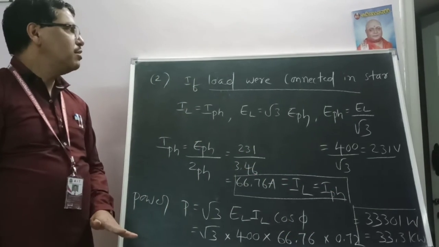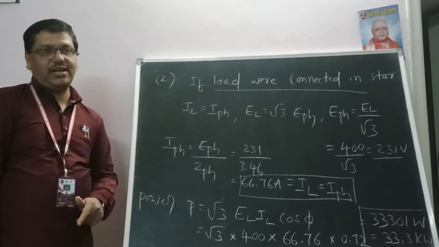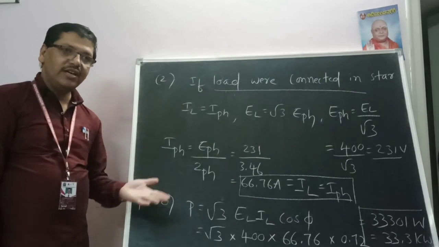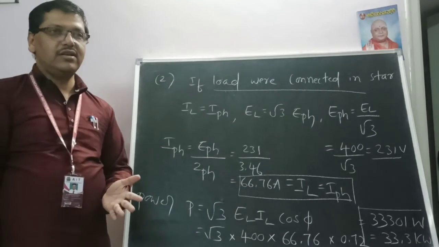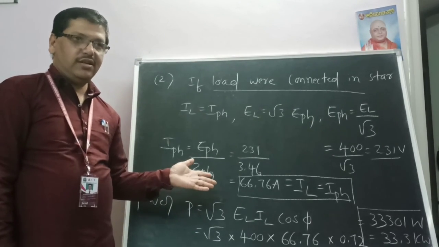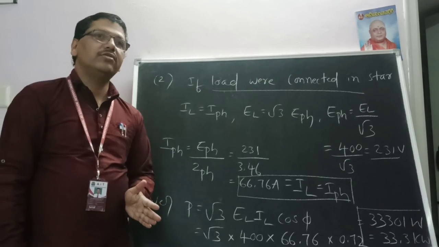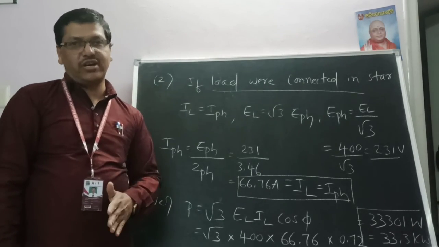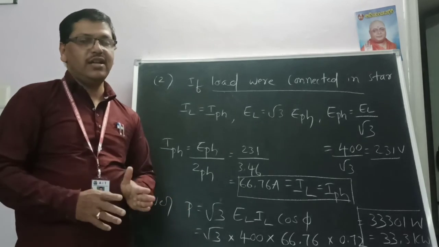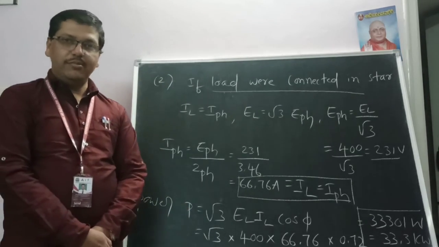So these are the problems connected to star connection and delta connection. From the beginning concept, the only thing is to calculate either phase current or line current, followed by the power, and also the circuit constants, either R or L and C. I hope you understood this in a better manner.